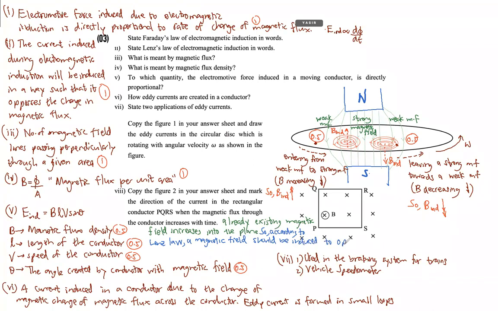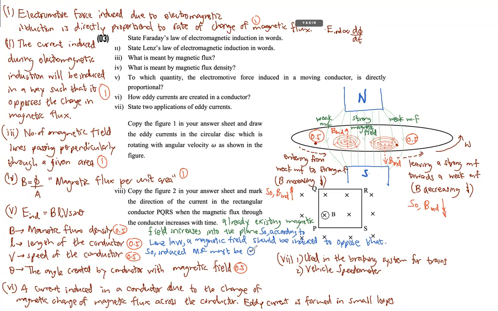How can you oppose a magnetic field increasing into the plane? So the induced magnetic field must be in what direction, people? Okay, let's see one answer. Yes, it should be out of plane. It should be induced in the opposite direction.